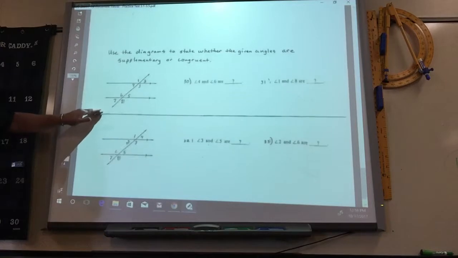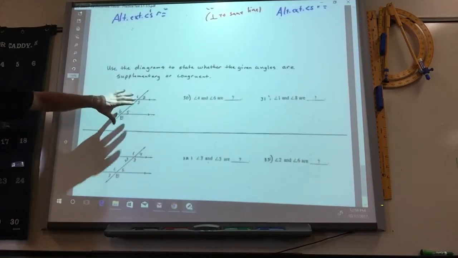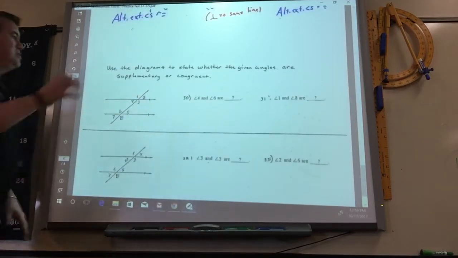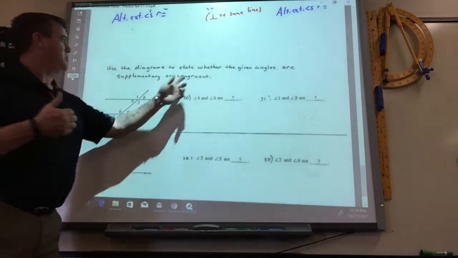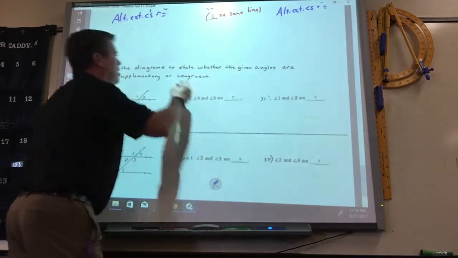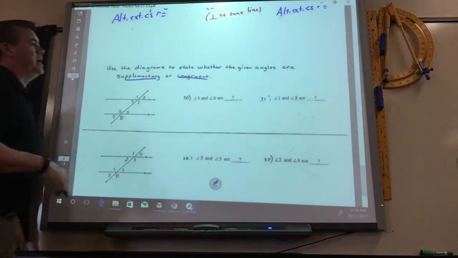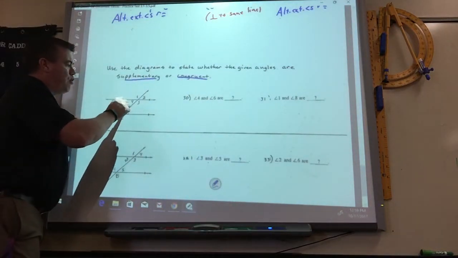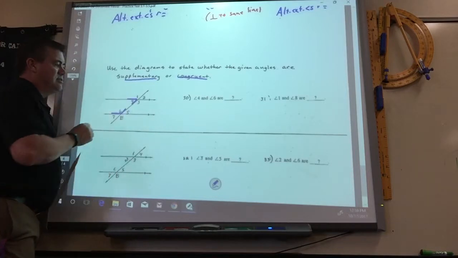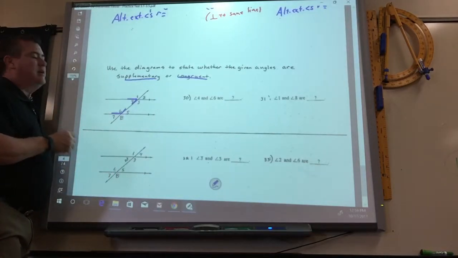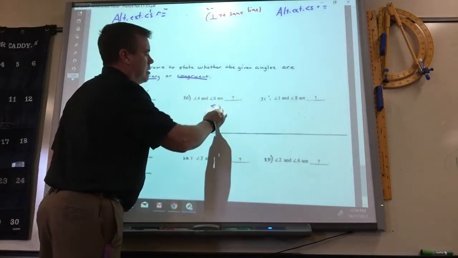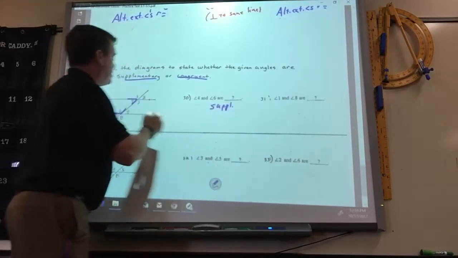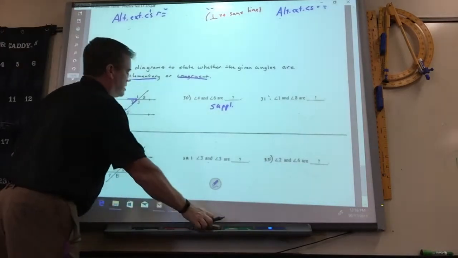Now, these are the last ones, right? Remember, in a picture with two parallel lines, any two angles you pick are either equal, which means congruent, or supplementary, adds up to 180. So, 4 and 6. Right, you can tell they're not equal because this is smaller. And they're same side interior, which are supplementary.